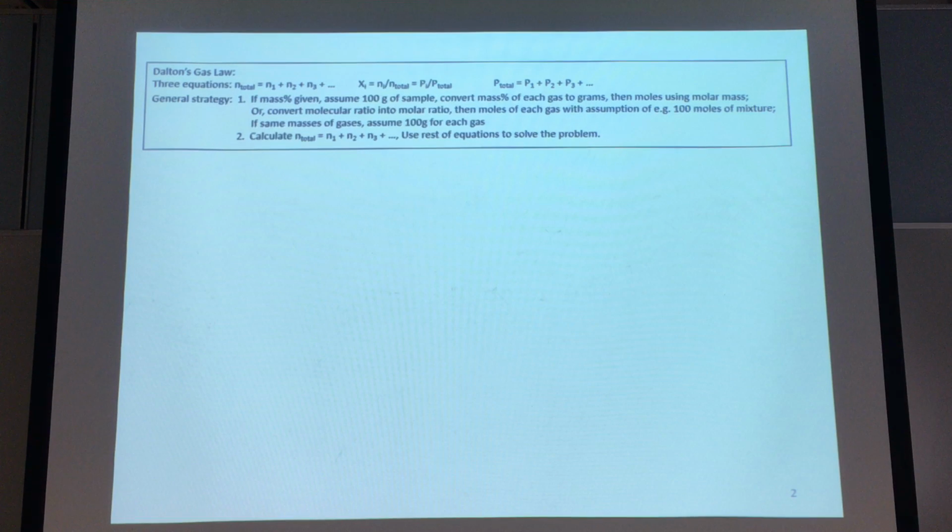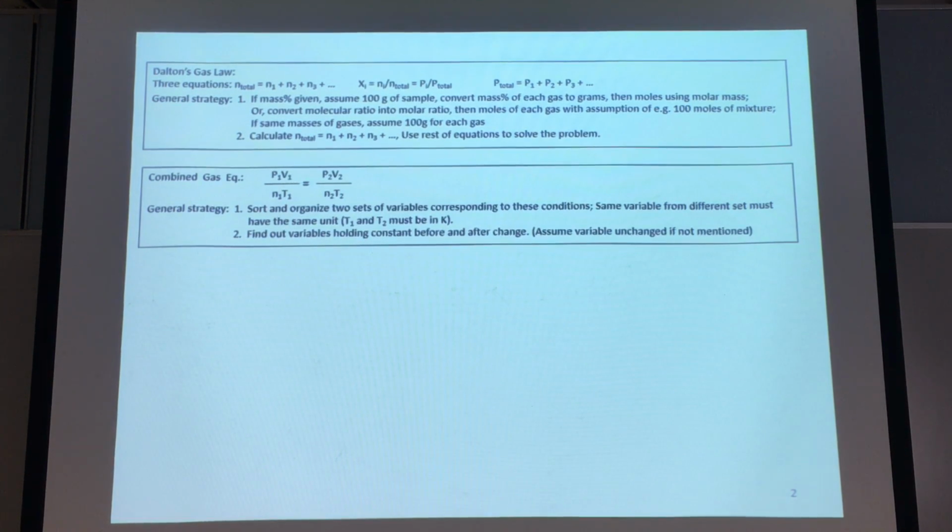Another type of calculation problem, which is quite common, involves the same masses of gas. The question does not give us the exact mass for each gas, just says it's the same mass. If we see this type of question, we simply assume 100 grams for each gas and then get the moles by converting grams into moles. Our next step will be to calculate the N total. Once we have the N total, we can use the second and third equations to figure out what the question wants.